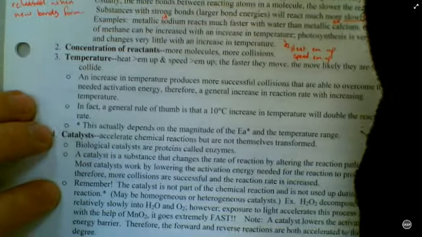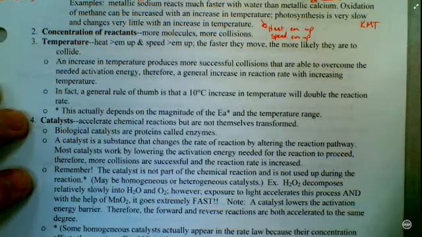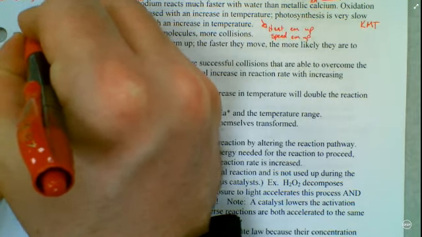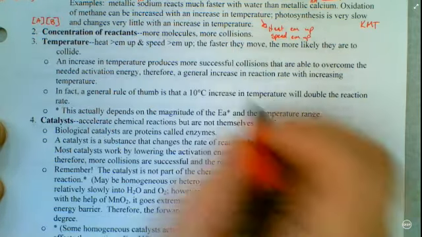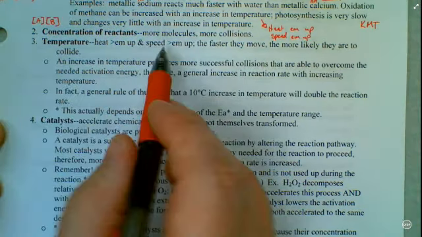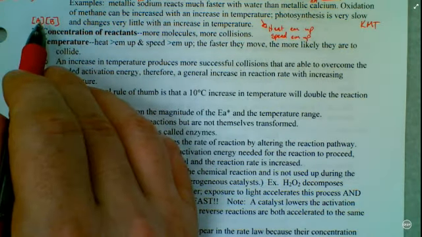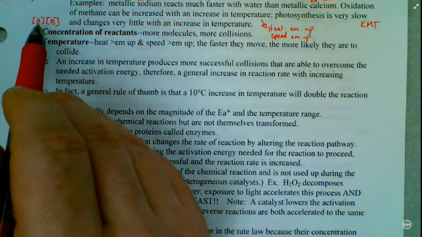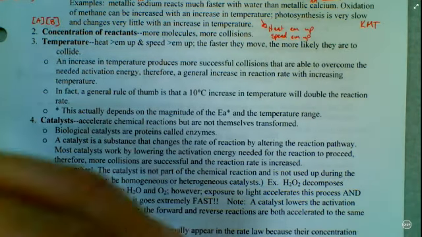So we talked about the nature of the reactants. Next thing we're going to talk about is the concentration of the reactants. This makes sense, right? So if we have concentration A and concentration B, we're going to get a certain reaction rate because there's a certain amount of molecules present in this situation, and those molecules can collide.